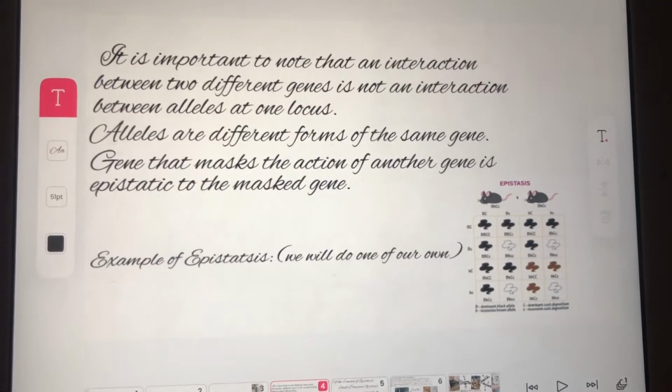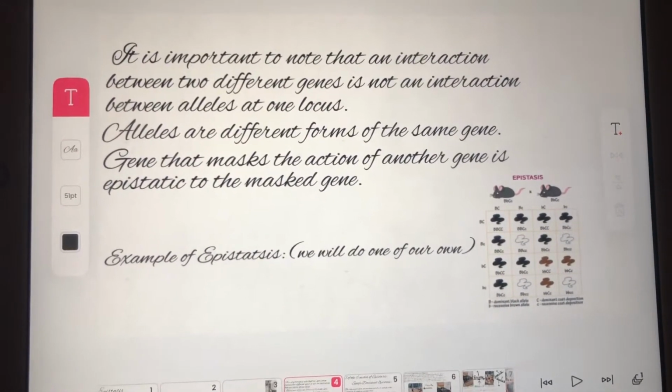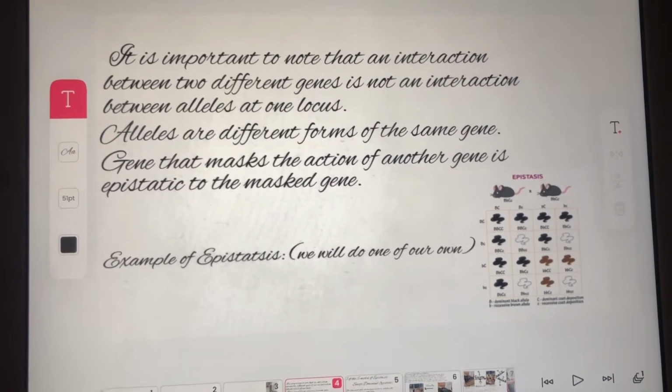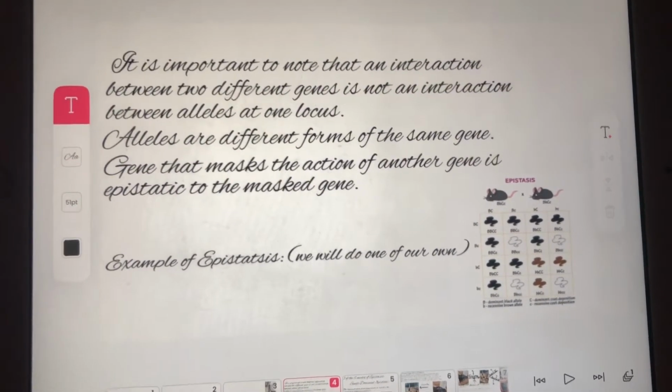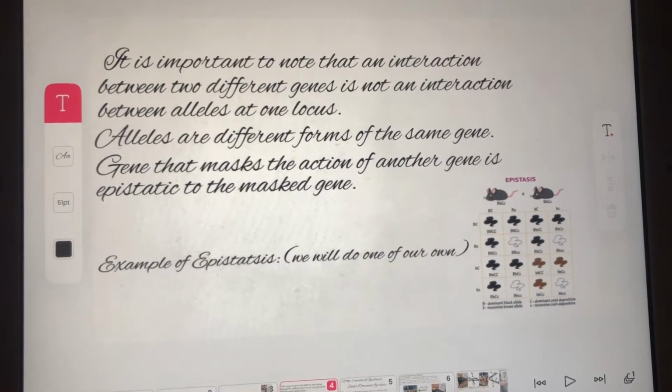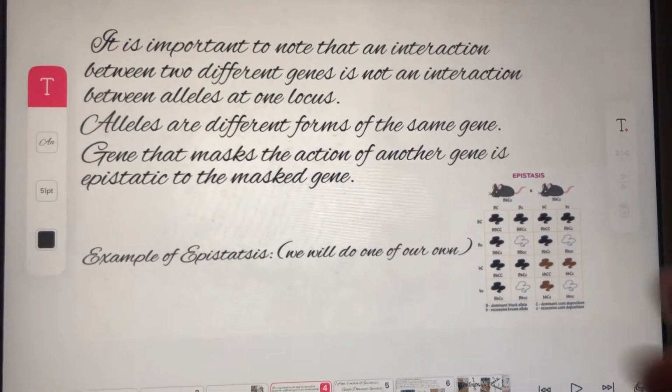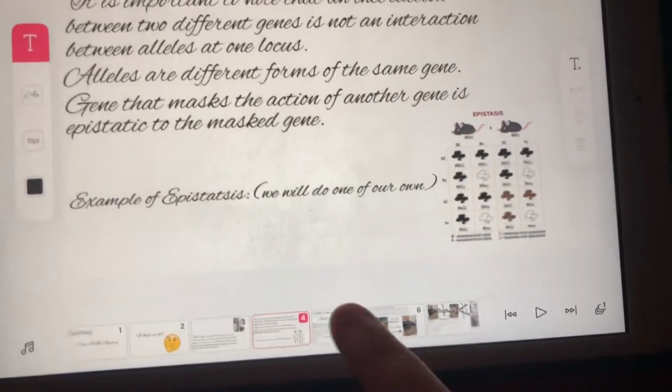It is important to note that an interaction between two different genes is not an interaction between alleles at one locus. Alleles are different forms or variations of the same gene. A gene that masks the action of another gene is epistatic to the masked gene. An example of epistasis, which we would do one of our own, is seen here.